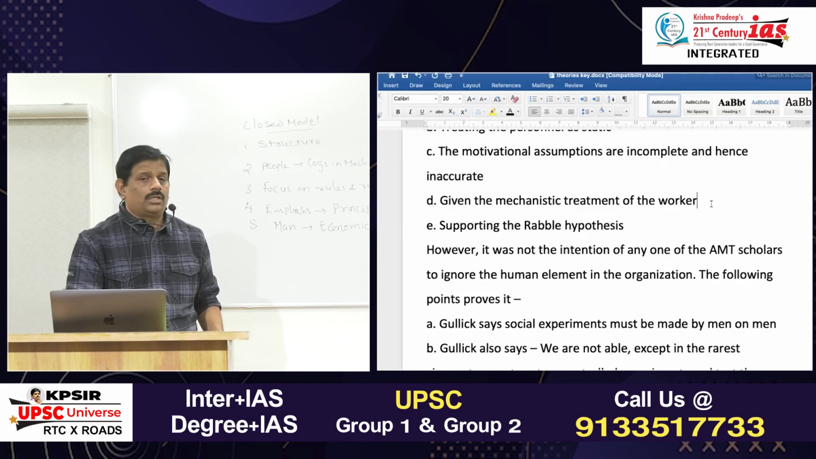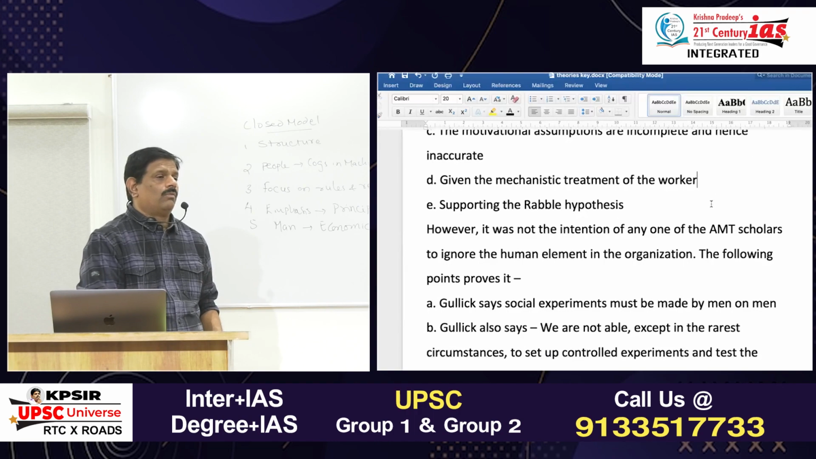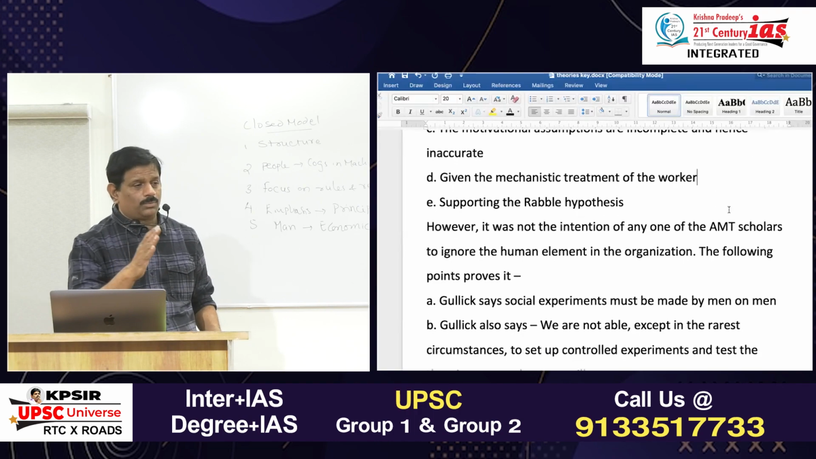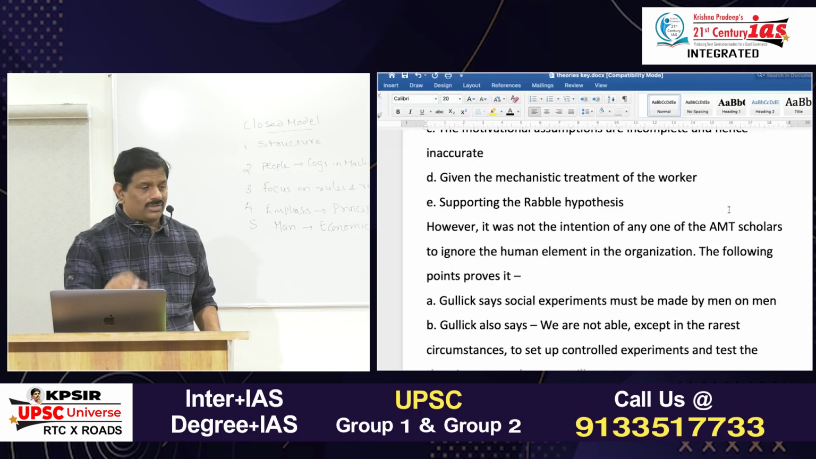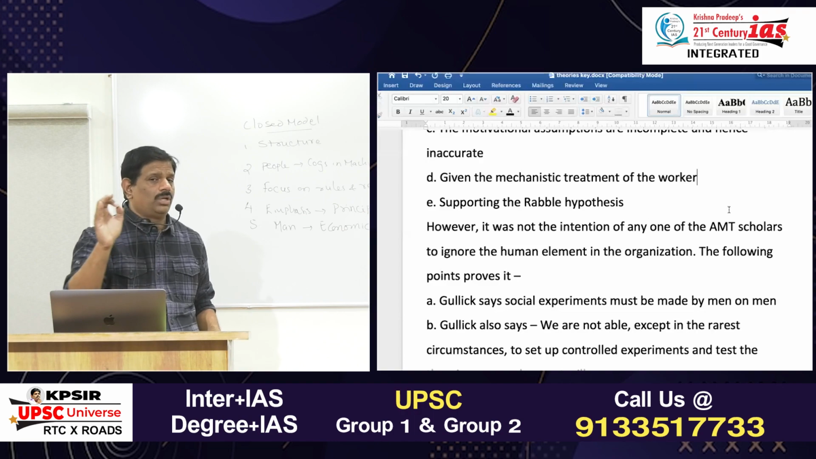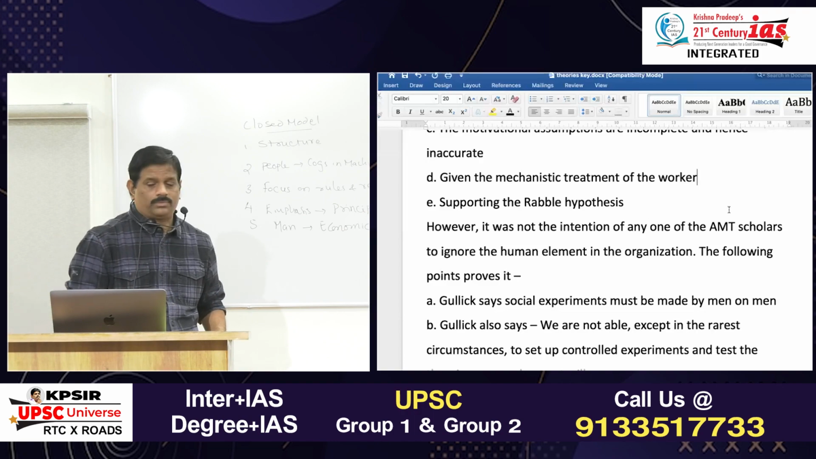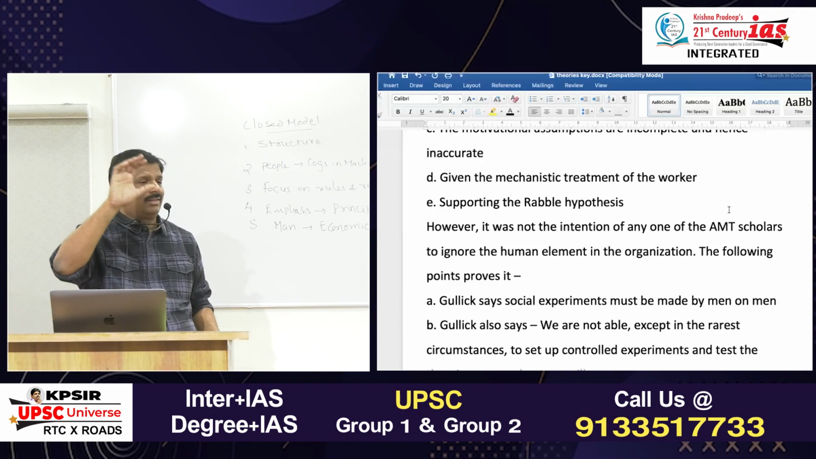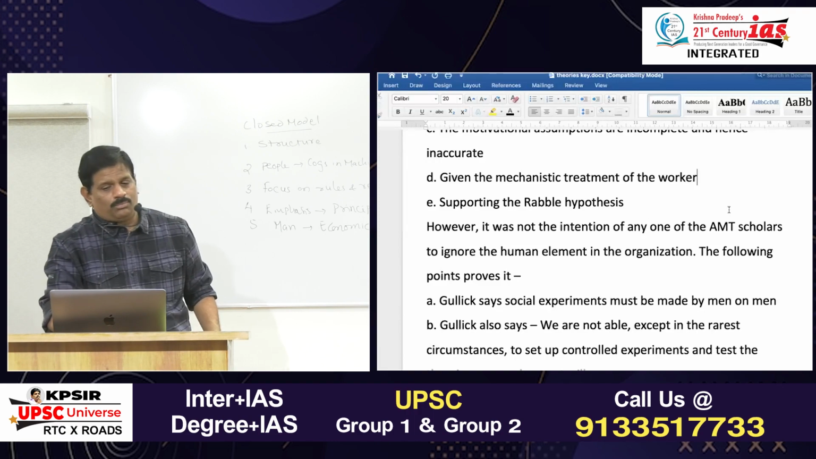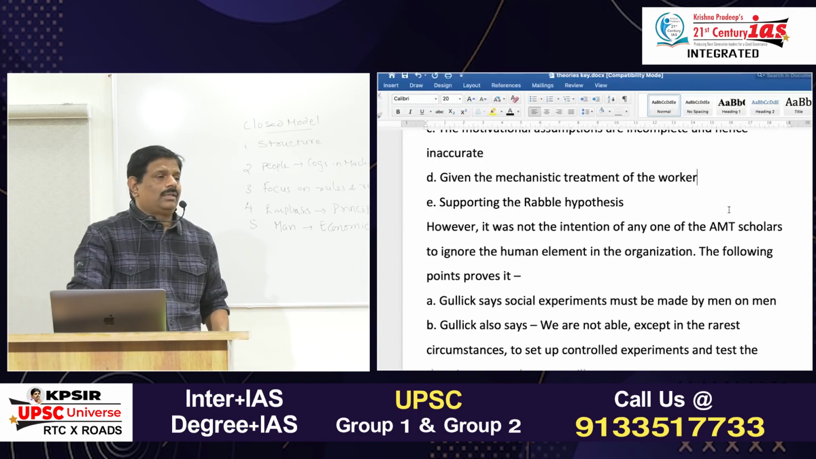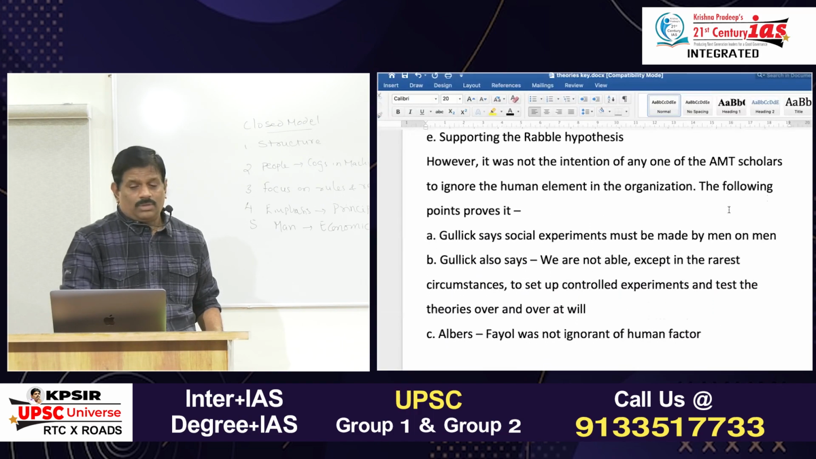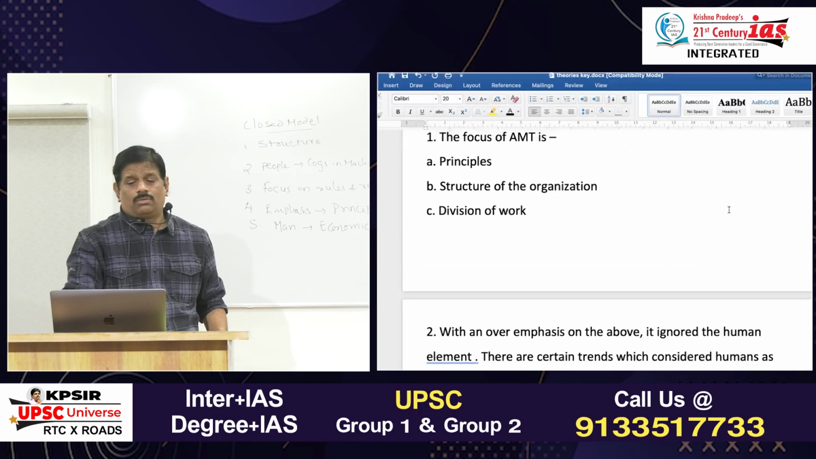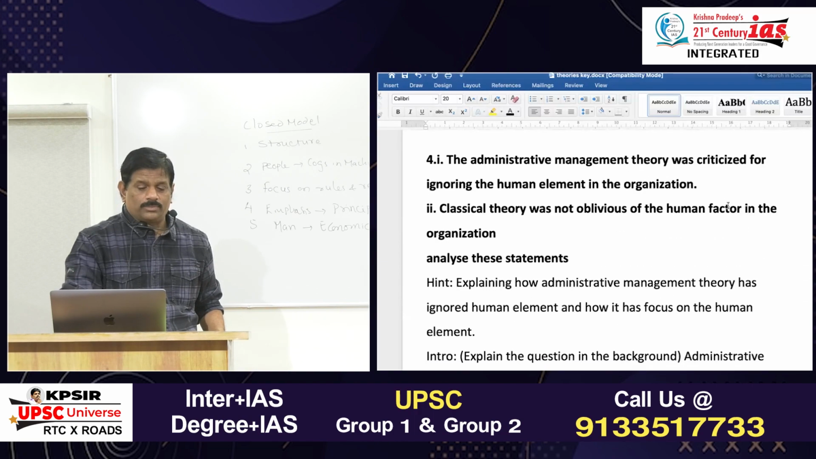And it supported the Rabel hypothesis. What is that Rabel hypothesis? A concept of economics adopted into the administration. The Rabel hypothesis says that a human being works only for the money. So these are the things which emphasize that the classical theory treated the people only as mechanistic, and it was criticized for ignoring the human element.